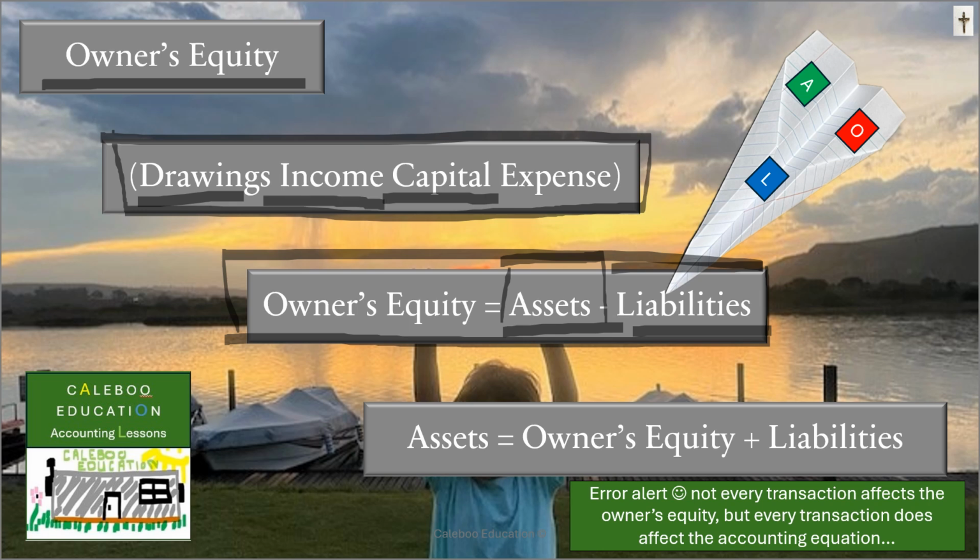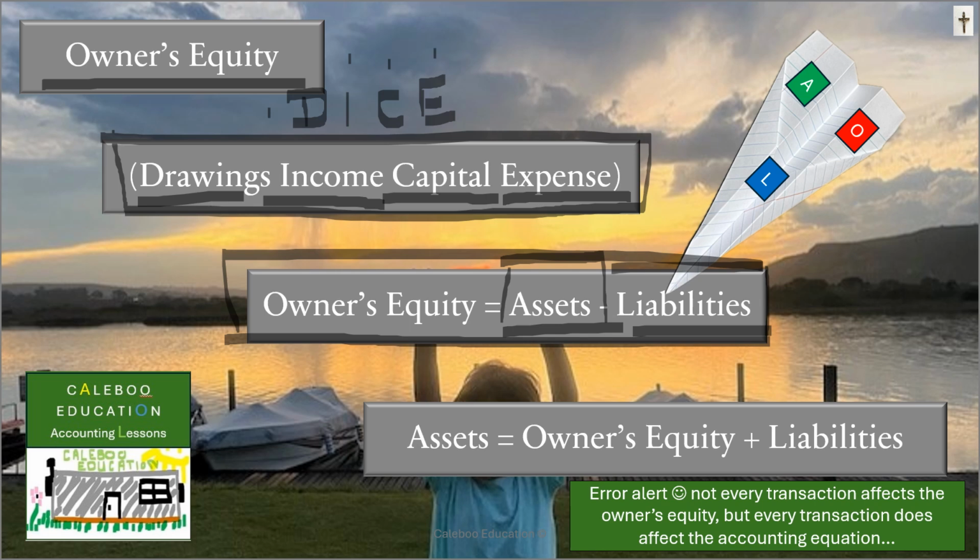Then a sole proprietor makes money by the nature of his or her business. Calibre Education would sell digital products to derive an income. And in order to run the business, there would be expenses. Now these four items, I've made an acronym, DICE. They affect owner's equity: Drawings, Income, Capital, and Expenses.